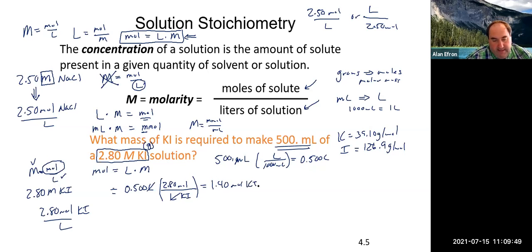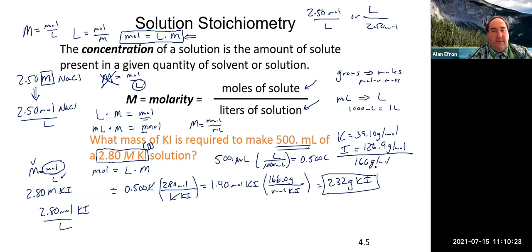would be needed. We want to know how many grams that is, so we need the molar mass of KI, so we can just add those together. 39.10 plus 126.9. Looks like 166. And again, multiplying really by the 166 grams per mole KI. Moles cancel, gets us, looks like about 232 grams of KI is needed. Any questions on that calculation there?